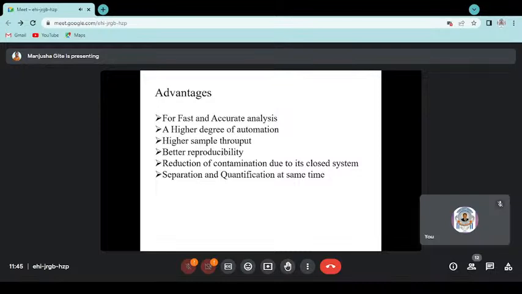Means in chromatography we can separate the compound, and then we analyze the compound by using different detectors. And in spectroscopy we can only detect or quantify the compound. So in hyphenated techniques, both separation as well as quantification are done at the same time. So these are the advantages of hyphenated techniques.